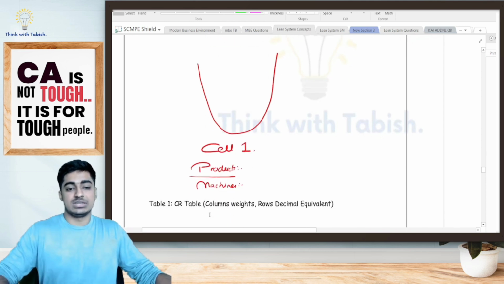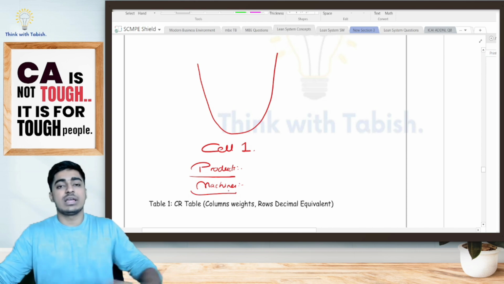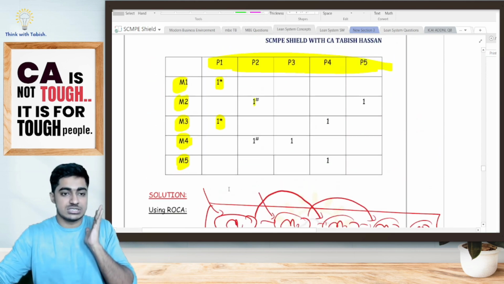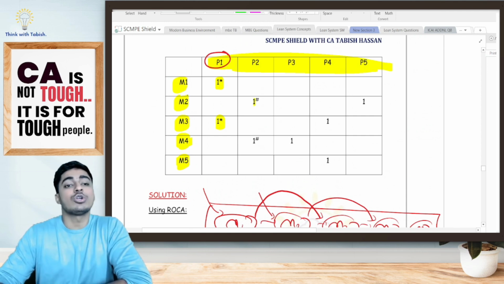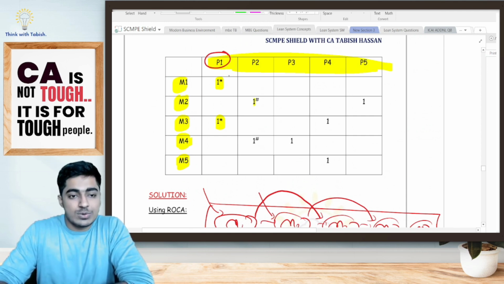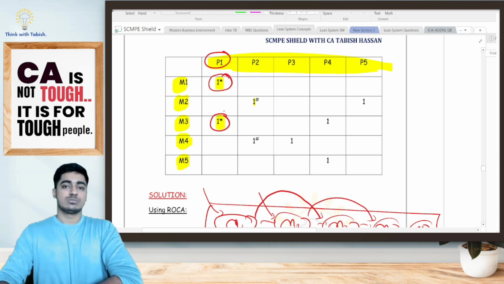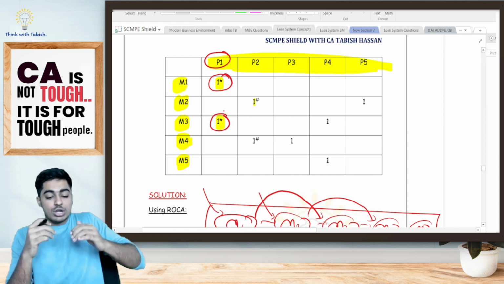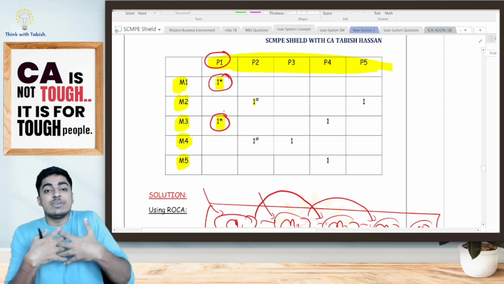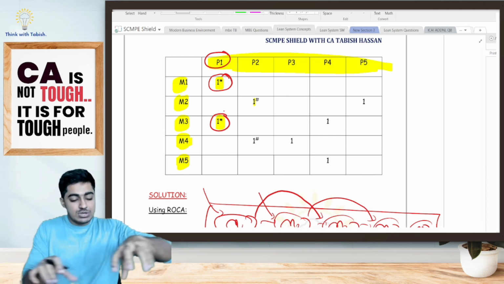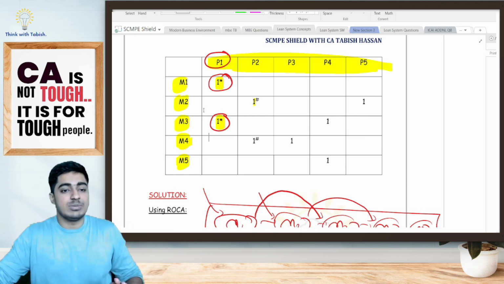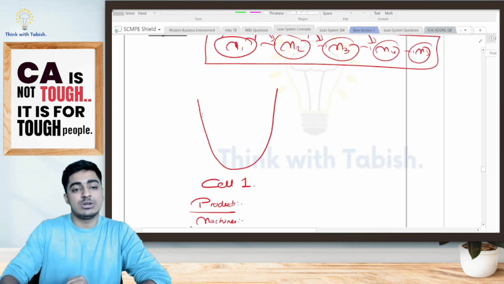Now pay attention. No formula, nothing. Straight away, pure logic. What are we saying? To produce product P1, what all do we want? We want machine 1 and machine 3. So what we want, students, is for all our unnecessary waste to be reduced. So we'll say, to produce P1, we want machine 1 and machine 3. So let us keep them together. So my machine 1 and machine 3, I will keep together.